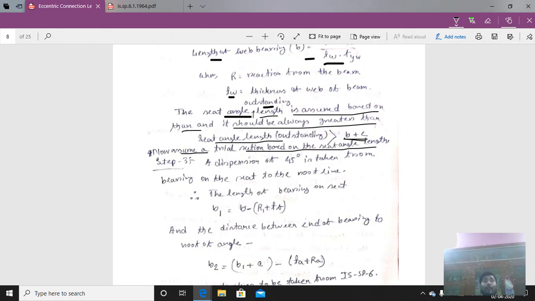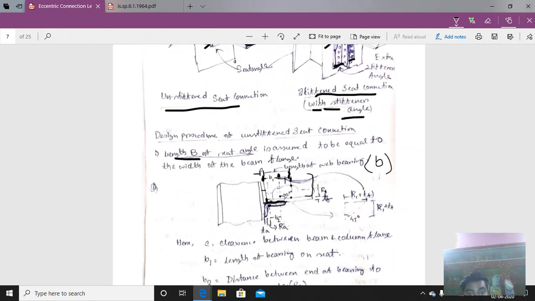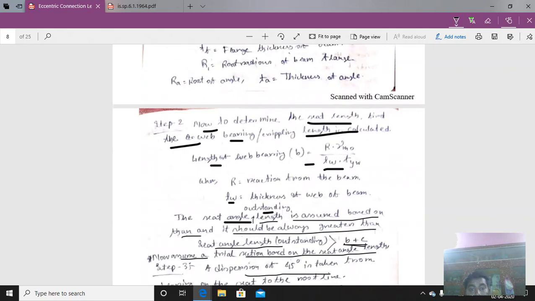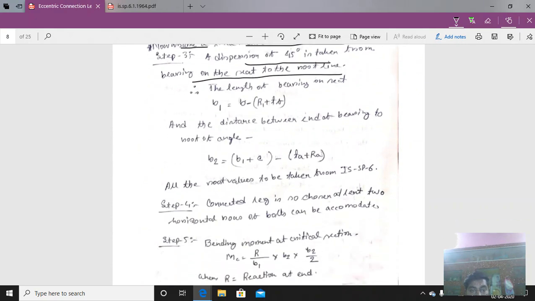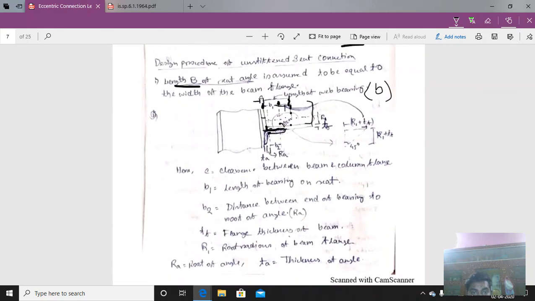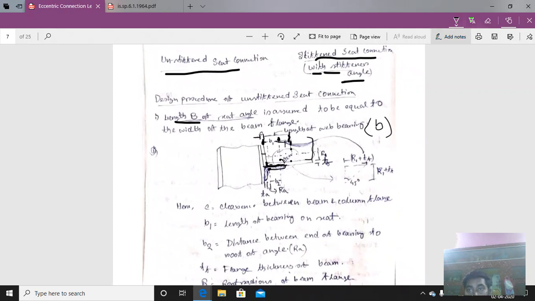Now coming to step number 3, how to determine it. In step number 3, a dispersion of 45 degrees is taken from the bearing on the seat to the root line. This is the root line. In the case of web crippling, as I have told you, we take 45 degree dispersion. So here a 45 degree dispersion is taken. Now let us erase some of that, we do not need all those things.